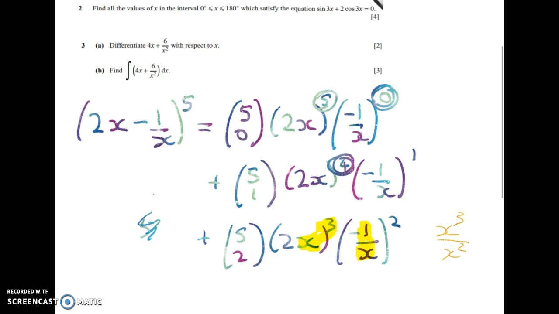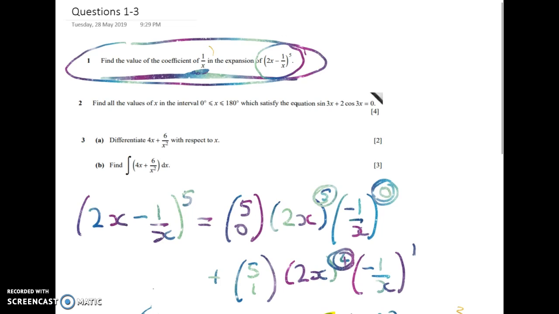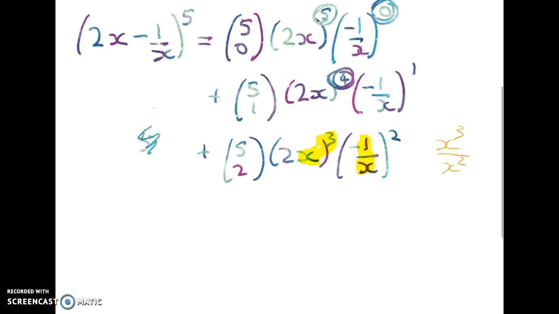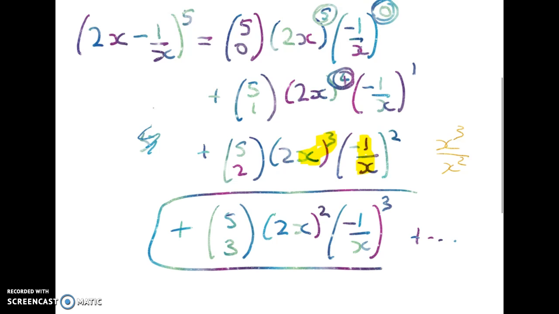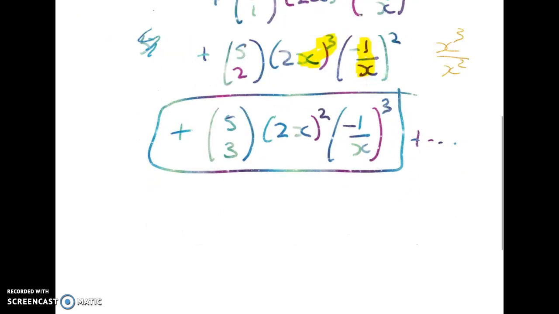So I'm still not where I want to be, which, remember, is the coefficient of 1 over x when I do that expansion. But, happily, the next term will work, and it'll be 5 choose 3 times 2x squared times negative 1 over x to the power of 3. Okay, and then we can just put dot dot dot, we don't care about the rest. So this is the term that we now want to work on.